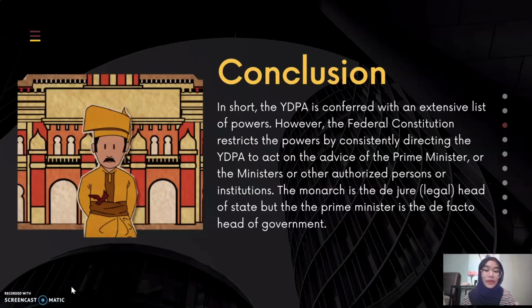Alright, so in conclusion, the YDPA is conferred with an extensive list of powers, yes, but however, the Federal Constitution restricts the power by consistently directing the YDPA to act on the advice of the Prime Minister or the Minister or other authorized person or institution. So the monarch is the legal head of the state, but the Prime Minister is the de facto head of the government. So I think that is all from us.